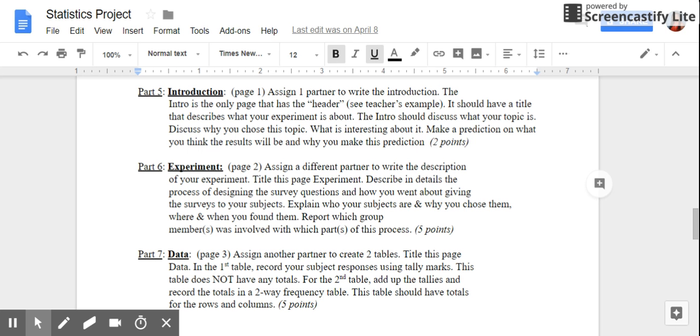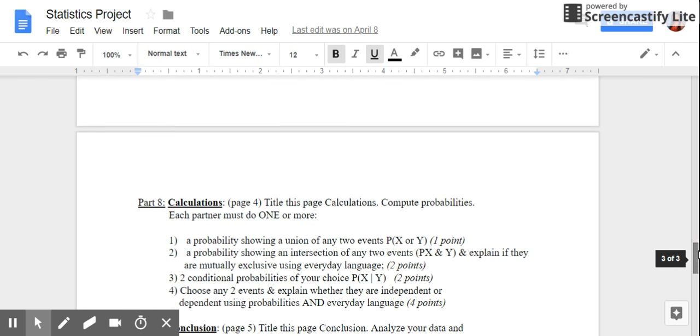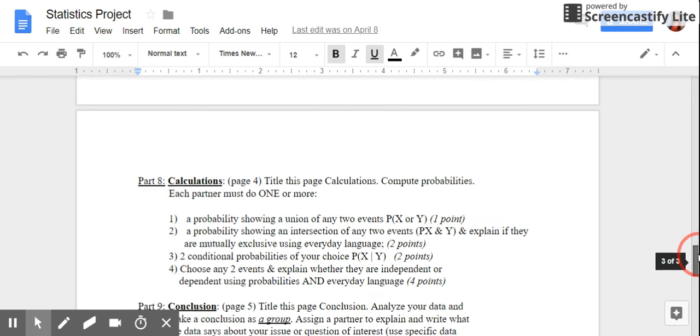To start your statistics project, you should have all of your group members open up a Google document like I have here and then share it with all partners so that all three of you can be working on the same document at the same time. That way, for example, one person could be typing the introduction page, another person could be typing the experiment, and a third person could be doing, actually, data is already done. Maybe the third person could be doing the calculations.